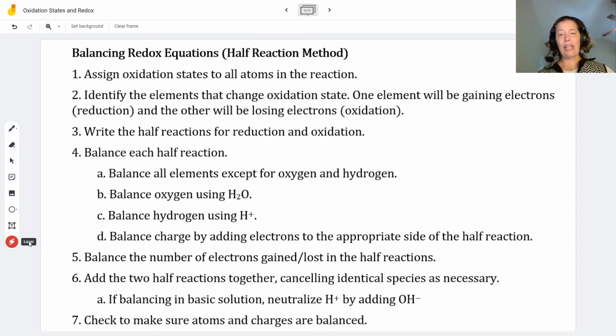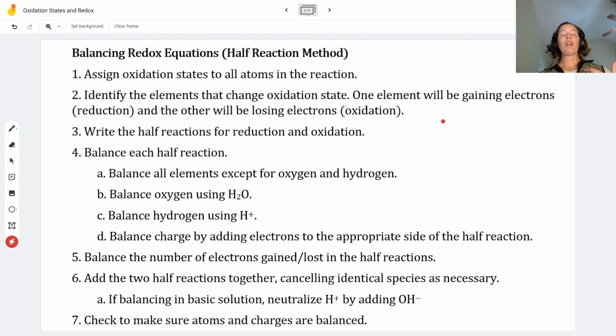Okay, so let's quickly go through again the steps for the half reaction method, and then we'll work problems. When we're working problems, I will have the steps on the screen too and refer back to them. So our step one, this is why we practice all this: we're going to assign oxidation states to all of the atoms in the reaction. Step two is we're going to identify the elements that are changing oxidation state. One element is gaining electrons, this is our reduction, and the other will be losing electrons, and this is our oxidation.